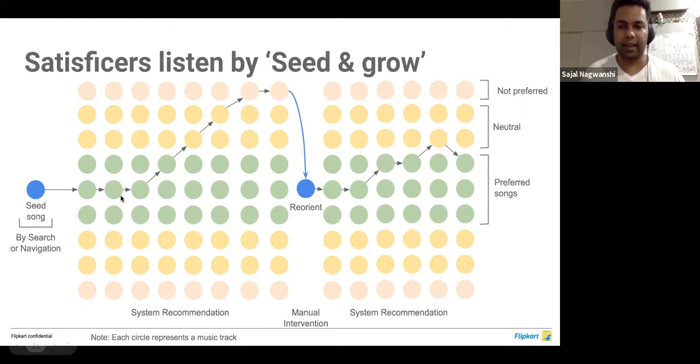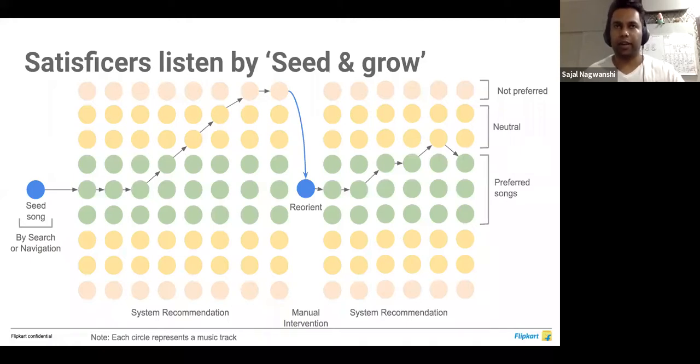And based on that, they expected that more such songs should be shown by the platform. So imagine this: a person selects a song and then they expect the other songs to be picked up by the platform and played in that order. And if the platform selects a wrong song, then they can reorient and bring it back. So we started seeing a behavior that we called seed and grow, and we wanted to see if this could be leveraged in some way.